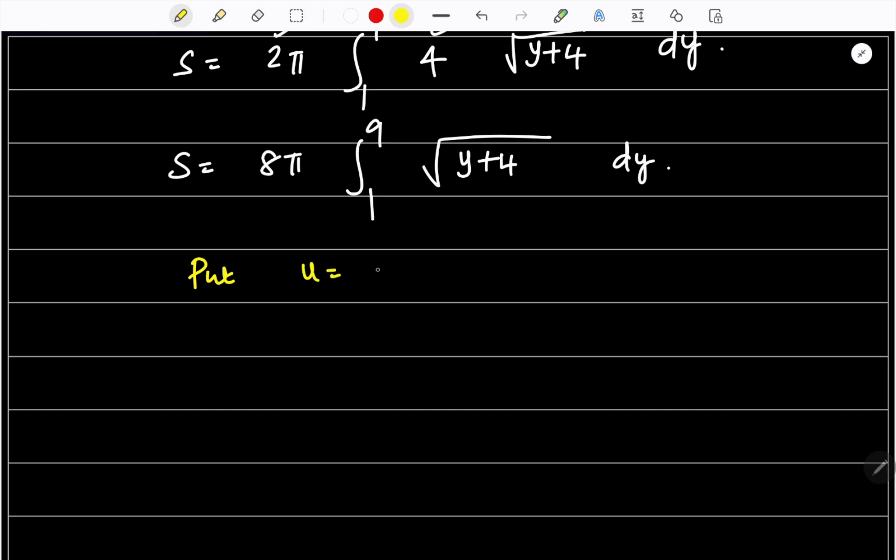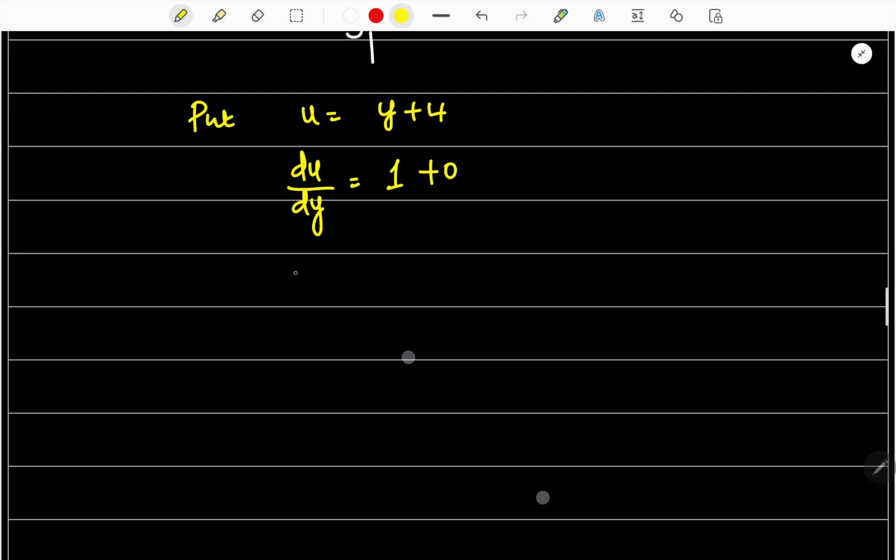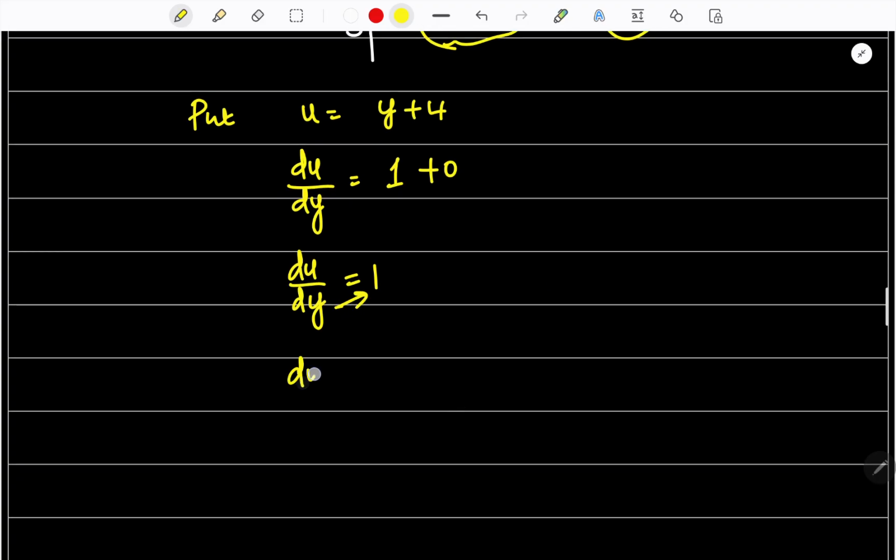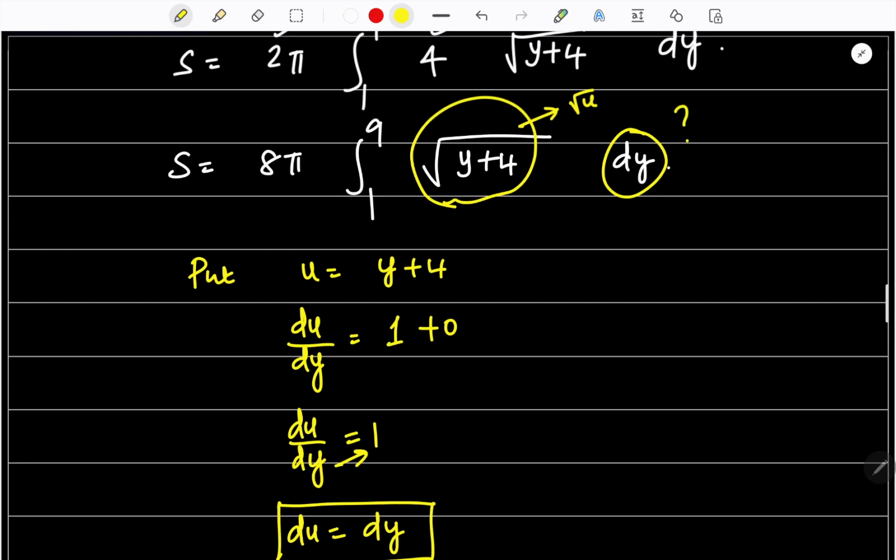Put u is equal to y plus 4. Now you should be very careful. You have to do du by dy. It is not dx. So it is 1 plus 0, right? So du divided by dy is equal to 1. What is the main idea of the substitution method? You need to convert everything in terms of u. So this will be converted into square root of u. What about your dy? You cross multiply. Du is equal to dy. So dy becomes du.